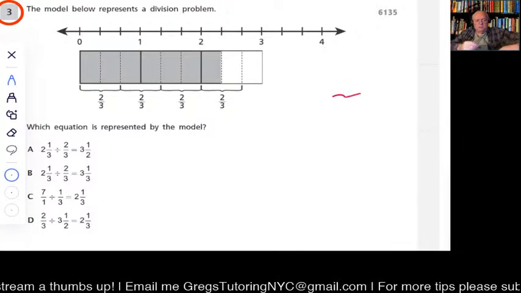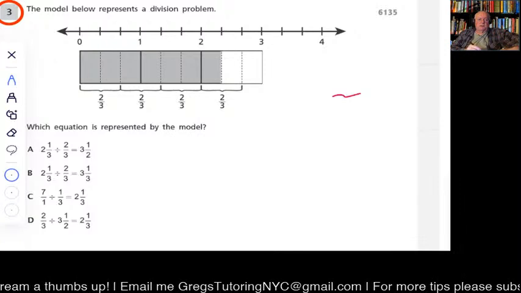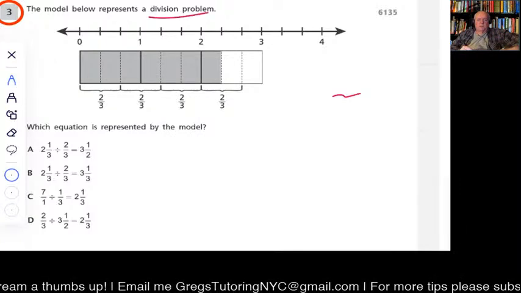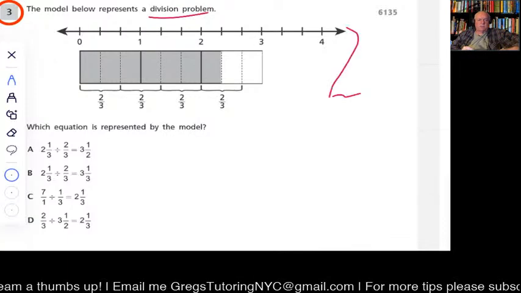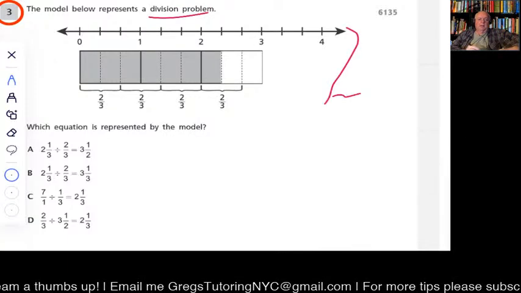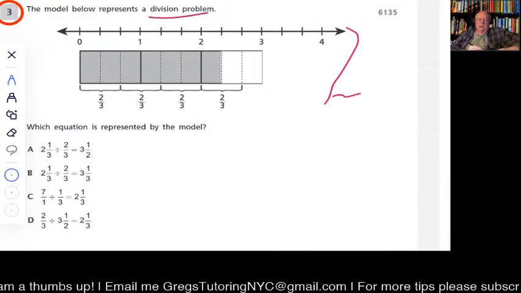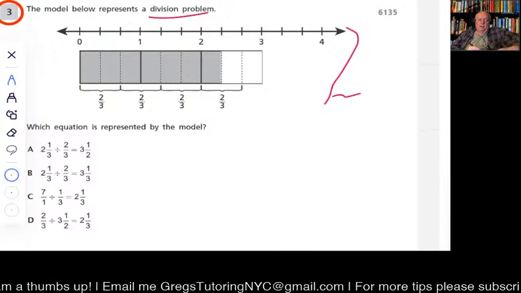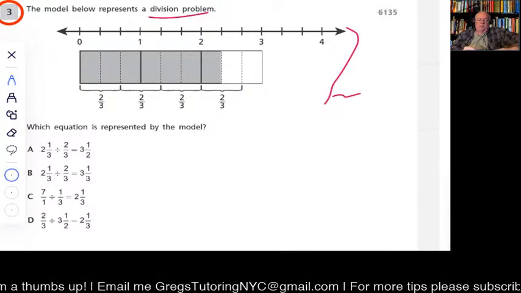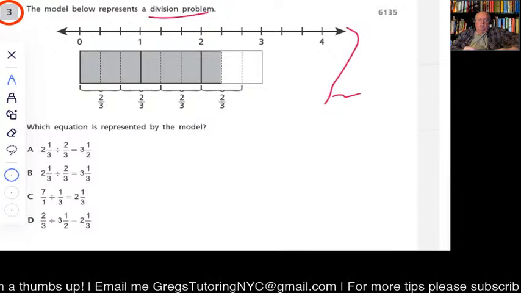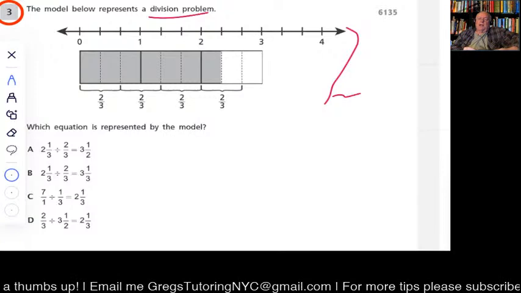Here we are. Okay, so the model below shows a division problem. The model is this whole illustration, both the number line and whatever is below it. So let's look at that. We're not looking at what the problem is asking us to do yet. My focus on a lot of these is to start with the illustration so that we're really focusing on what might be asked and what is going on here.